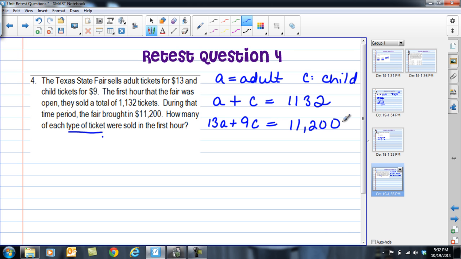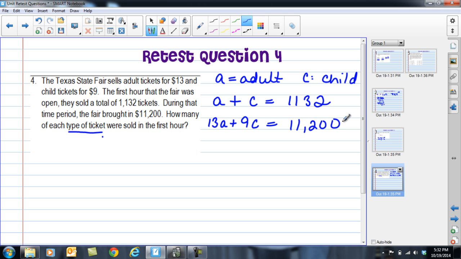So now your options here to solve are just like when we solved the one in retest number 2. We have lots of them. Elimination is one option. There's no problem with it. Elimination will work. I could also use substitution. It's going to require a little extra work, but you could use it.